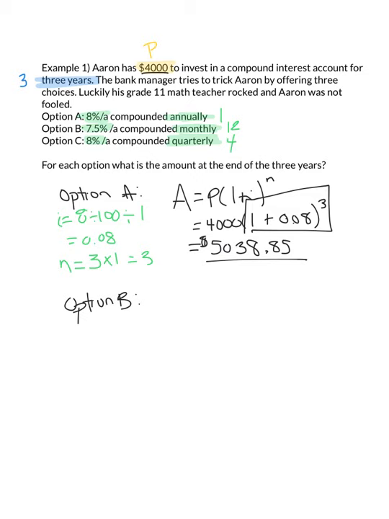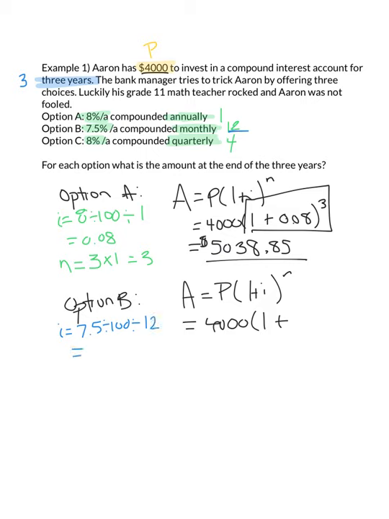Option B is very similar. I'm going to have the same formula, 1 plus i to the power of n. My P is still 4,000. I need to do a little bit of math here to figure out my i and my n. So my i for option B is 7.5%, divided by 100, divided by my magic number, which was 12, because it says it's compounded monthly.